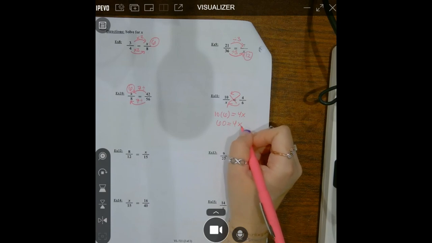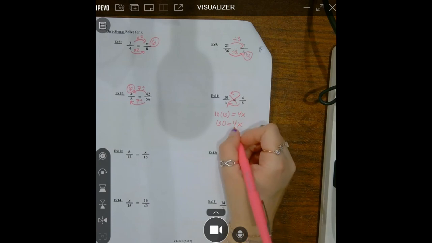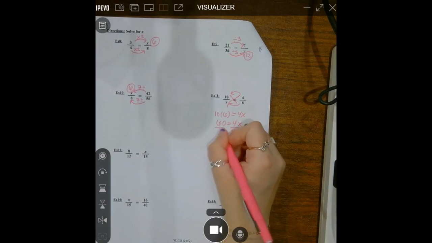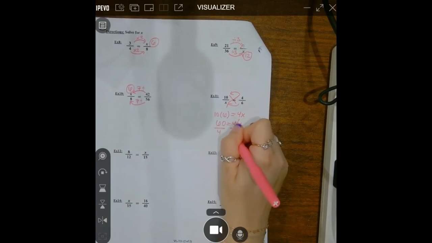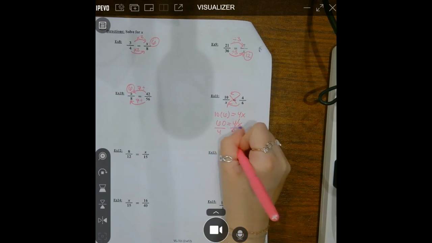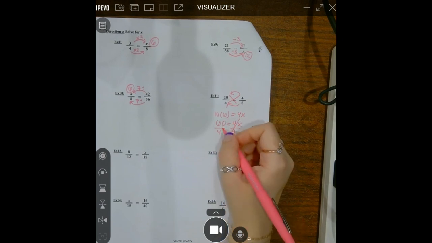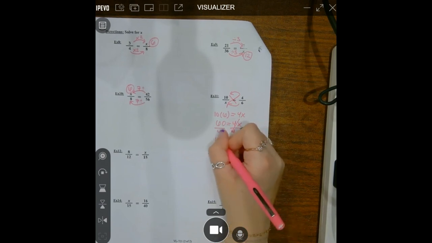So how do I get x by itself? Yeah, I need to get rid of that 4, which is being multiplied, so let's go ahead and divide by 4 on both sides. Now those cancel and become 1, or 1x, and over here, when you do 60 divided by 4, you get 15.